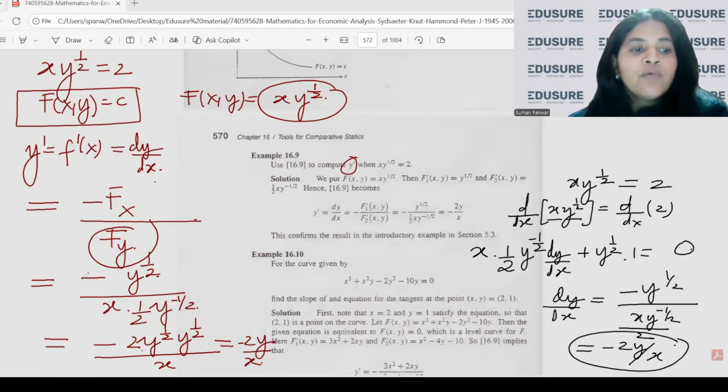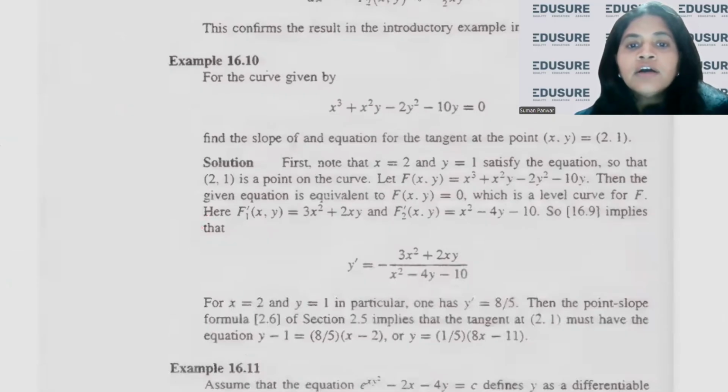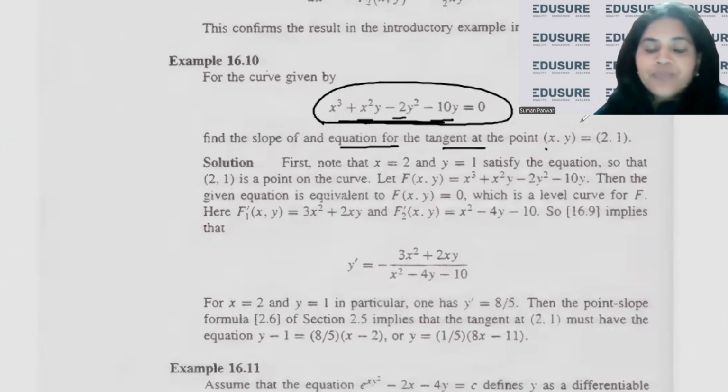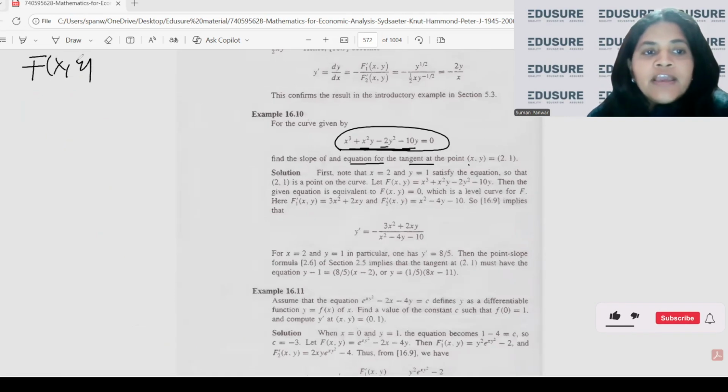Okay, let us do one more example. For the curve given by x cube plus x square minus 2y square minus 10y equals 0, this is the curve. Find the slope and an equation for the tangent at the point (2,1). So what is my f(x,y) equals c?